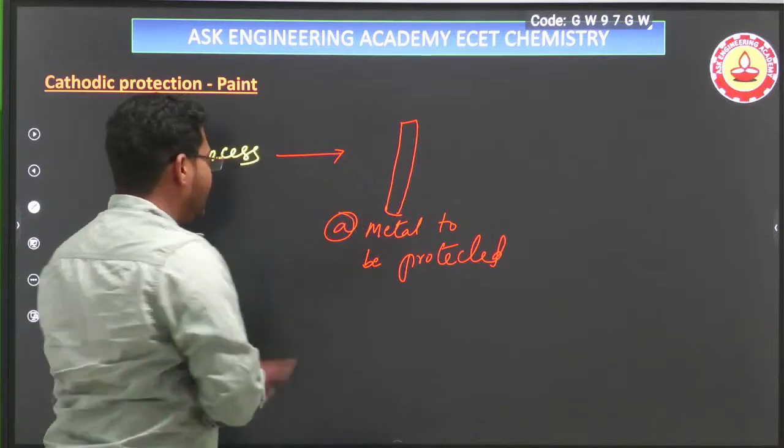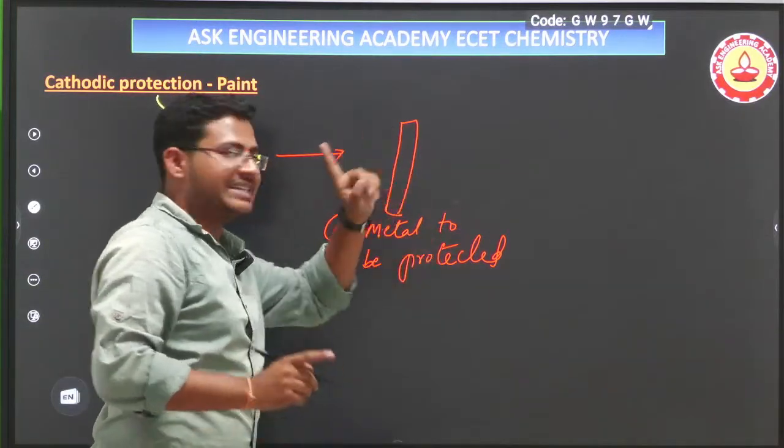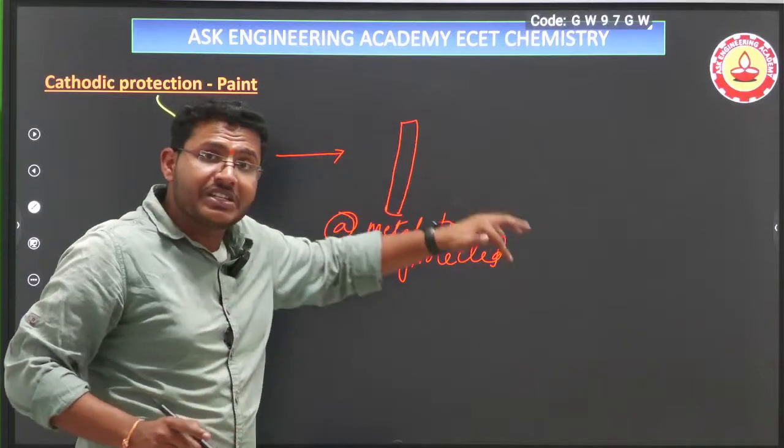to be protected. This is A. The metal to be protected from corrosion is A metal. For example, this is A metal, which is the metal to be protected.